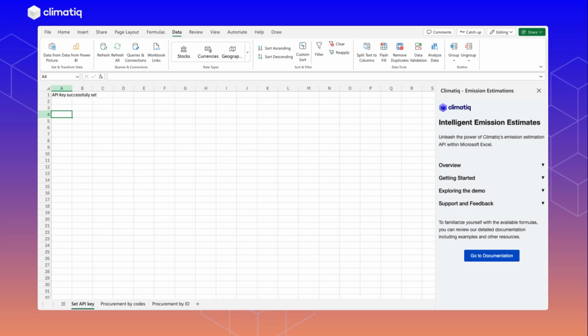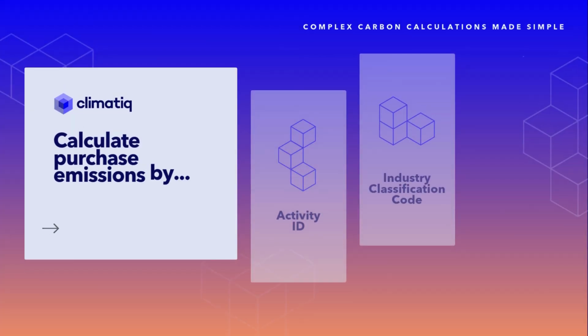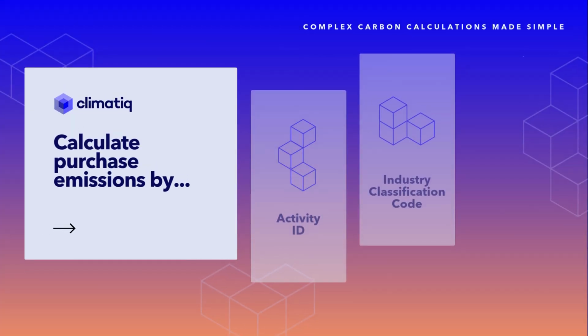Check out our Getting Started video for guidance on how to do this. Now that you've successfully set your API key, you are ready to make a calculation. With this tool, you will be able to estimate the emissions of a purchase using either a Climatiq emission factor activity ID or an industry classification code.